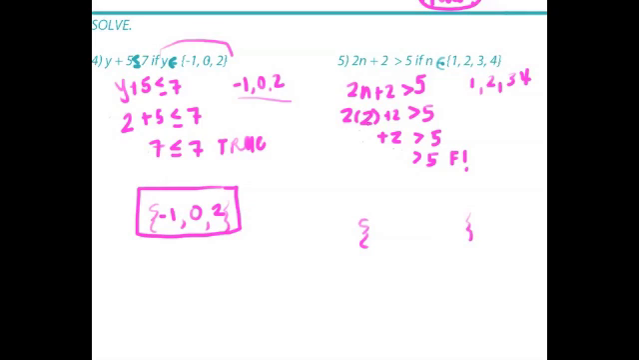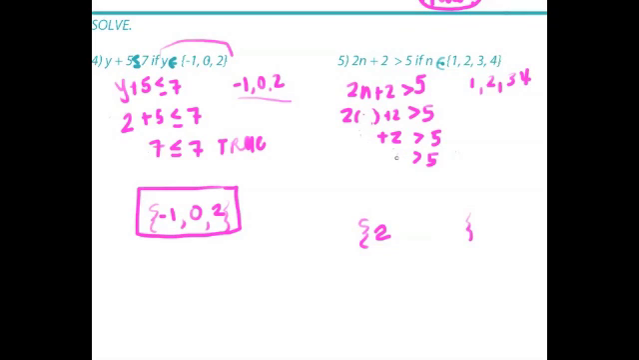2 times 2 is 4. 4 plus 2 is 6. Is 6 greater than 5? True or false? Definitely true. So I can put my 2 down in the solution set because when I plug in 2 for n, it works out. Let's see what happens with 3, and then I'm going to let you do 4 by yourself, and you can look to see how my answers match up with yours.